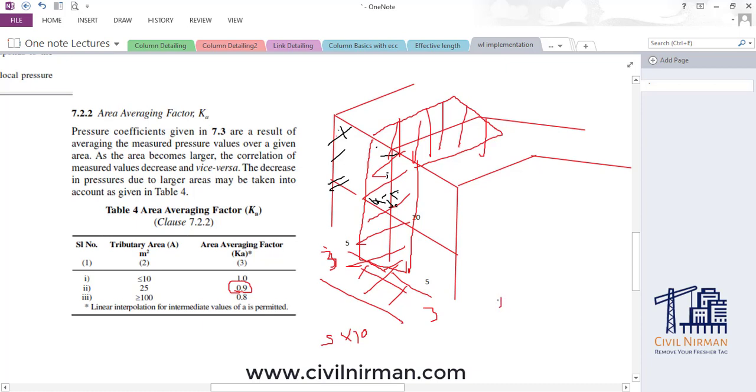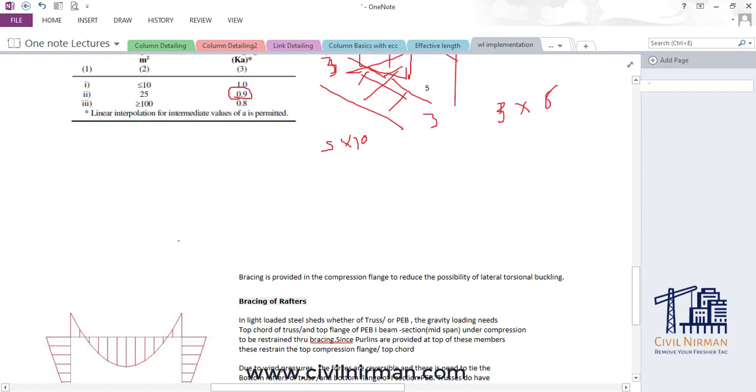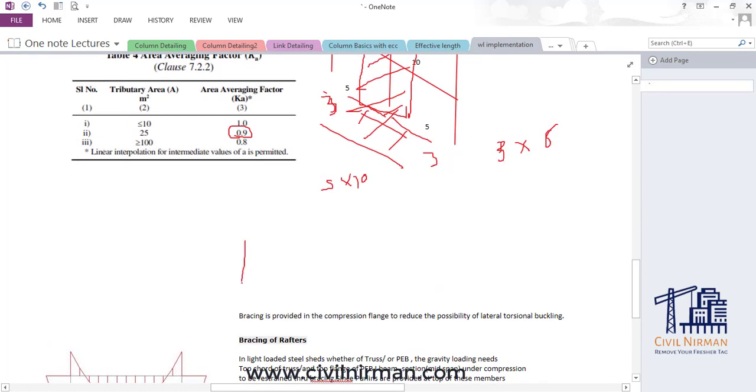So 3 into 8, 8 3s are 24. So again it is falling under this particular category if you have the lesser area. Now see, in some configurations what will be the situation.